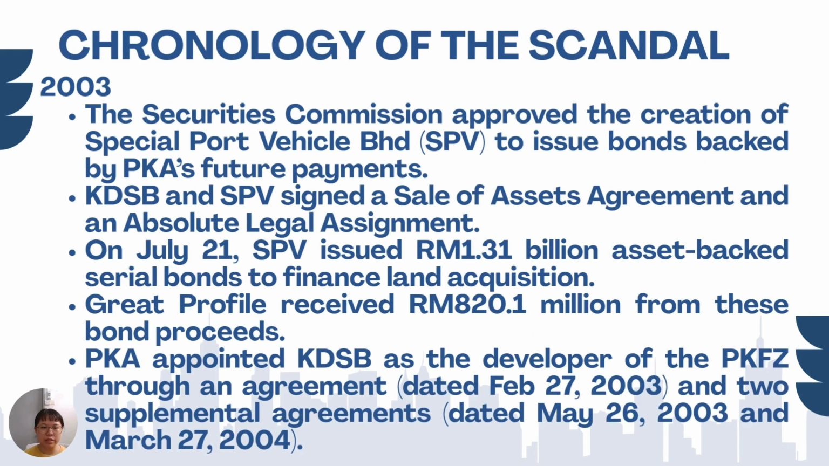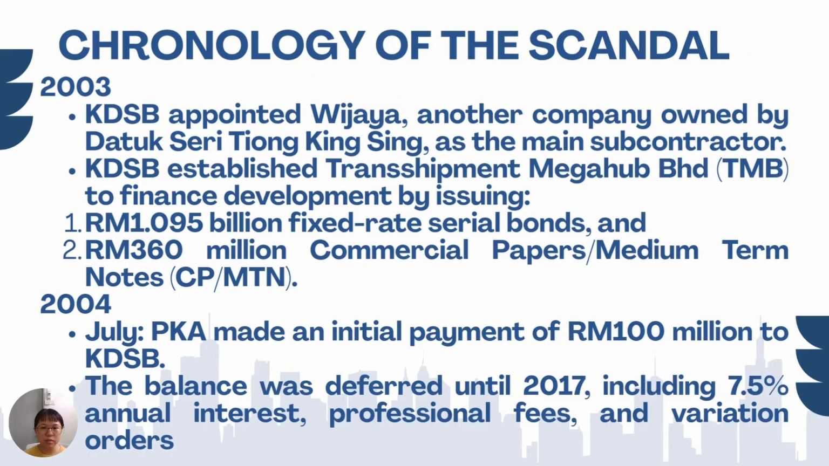In 2003, a special company called SPV was created to issue bonds using PKA's future payments. They issued 1.31 billion ringgit in bonds. PKA also appointed KDSB as the developer, and KDSB hired Vijaya as the main subcontractor. To raise more money, KDSB used another company, DMB, to issue more than 1.4 billion ringgit in bonds and notes.